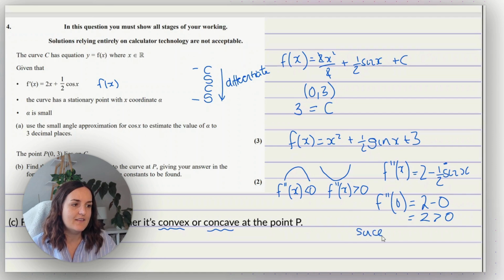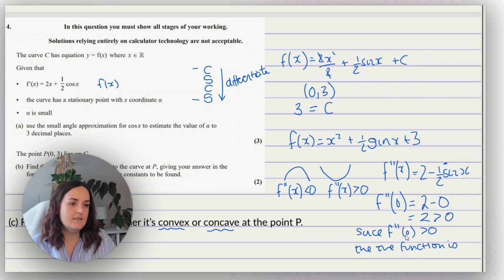So we can say that since the second derivative is greater than 0, then the function is, and we said greater than 0 is this one, convex at P, because P was 0, 3. And that's it, that's done. Well done if you already knew that and you could apply that. That is quite a difficult question. It's a bit more of an advanced topic and understanding.